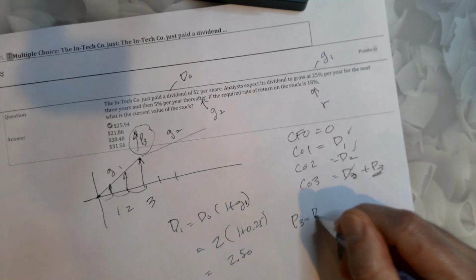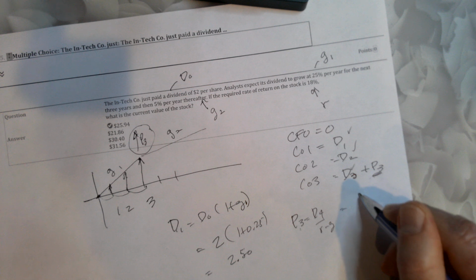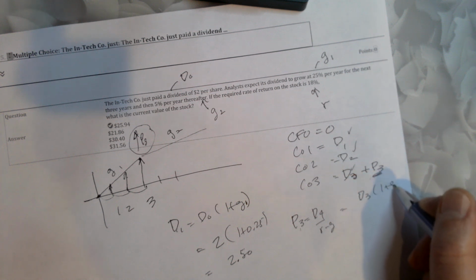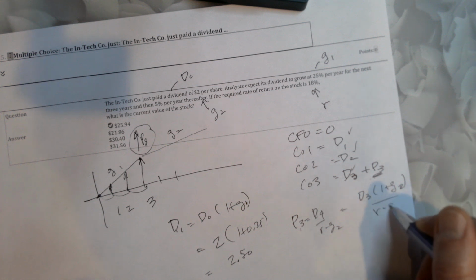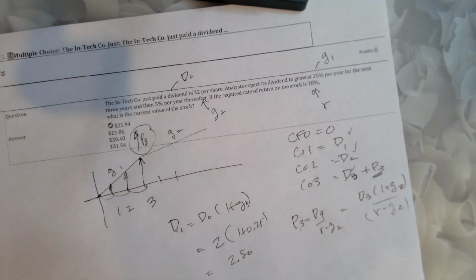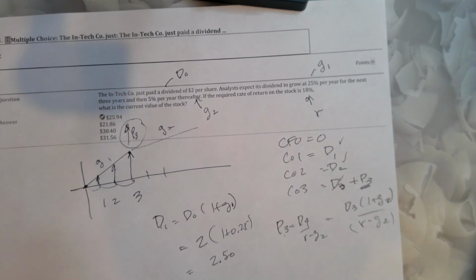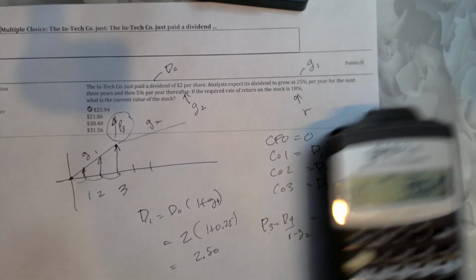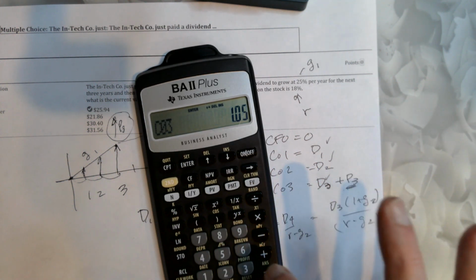Now here's what you need to know. P3 is equal to D4 divided by R minus G. Remember we said this one just needs to be 1 less than that. We don't have D4, but we do have D3. And we can say 1 plus G, and by the way, this is growth rate 2, because now we're growing at a slower rate. So what we're going to do is take D3 times 1 plus G2, and G2 is 5% or 0.05. So here we go. This is D3 currently in my calculator. To get to D4, I'm going to multiply by 1.05 equals.